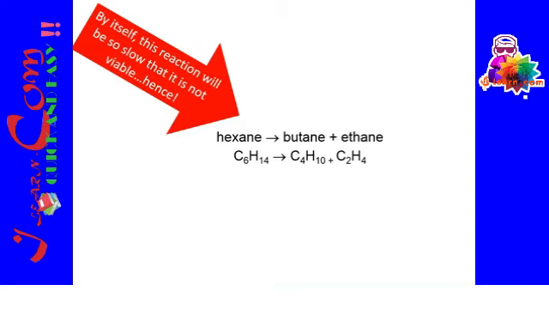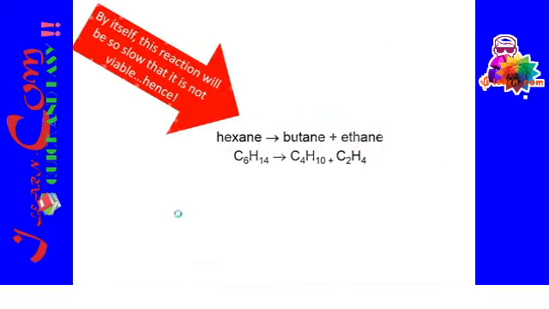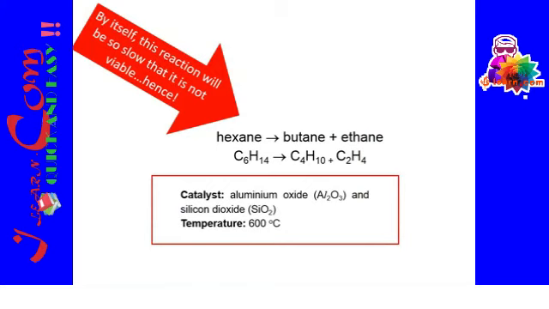So by itself, the reaction will not happen. By itself, it will not happen. Because how do you actually break the carbon-carbon single bond when it is so strong? So you need the catalyst. And the catalyst we use in this case is aluminum oxide and silicon dioxide. Temperature of 600 degrees Celsius. So when you write the equation for cracking, catalytic cracking, you must put in the conditions of the reaction. Okay, straightforward.